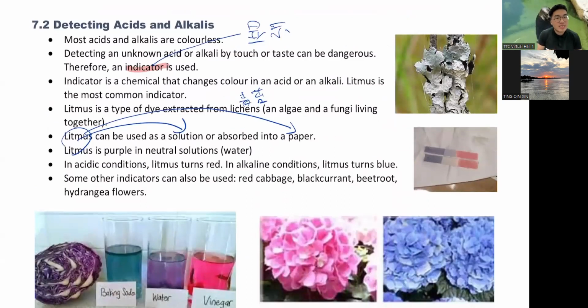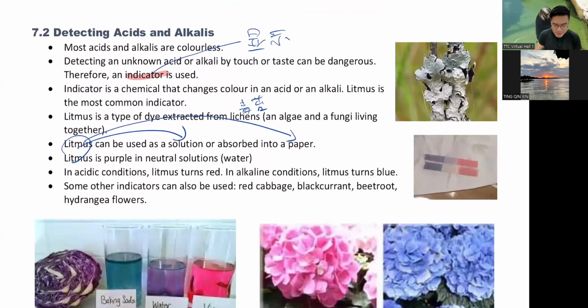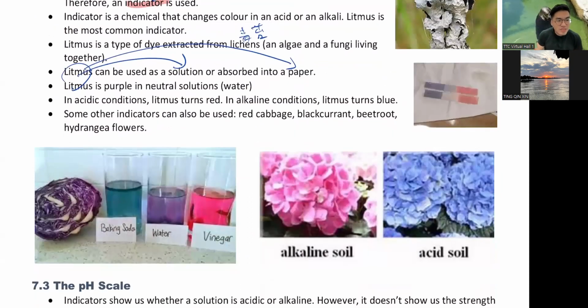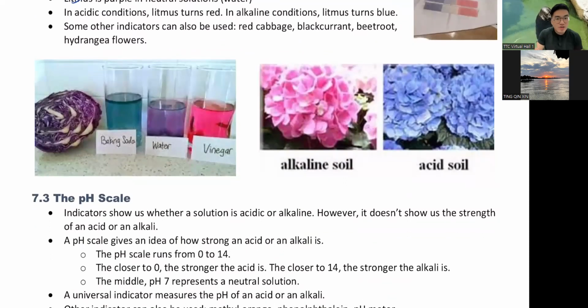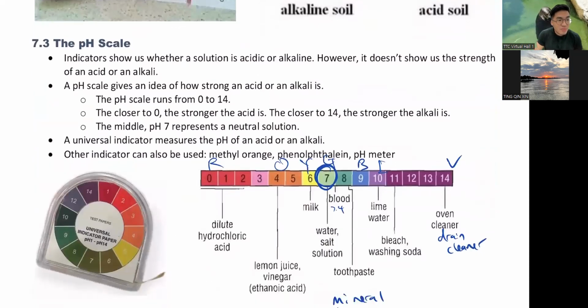我们要用一个东西来显示一个东西到底是酸还是碱. The most common we use is litmus, 石蕊. Actually, litmus is from a plant. 石蕊是一种在青苔上面拿到的东西来的. They will change color lah. Not only can we use litmus, we can also use your purple cabbage juice. We can also use hydrangea flower, your 绣球花.